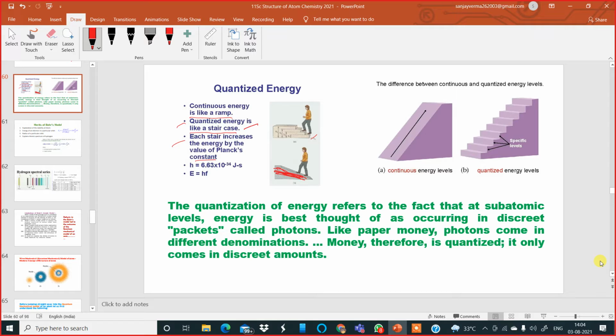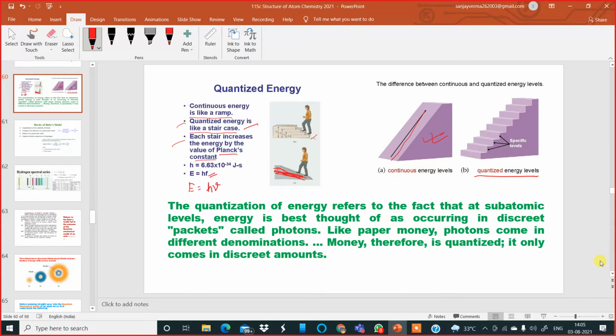Each stair increases the energy by the value of a constant which is called Planck's constant, 6.63 into 10 to the power of minus 34 joule second. The energy for each level you are rising is given by this formula: E is equal to h v. Small v is frequency, f is also frequency. It is the same thing. The difference between continuous and quantized energy levels is illustrated in this diagram. This one is continuous energy levels, whereas this one is quantized energy levels.